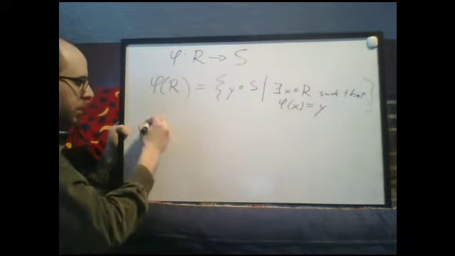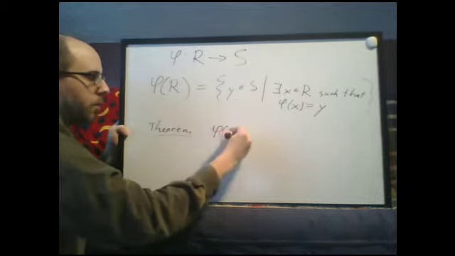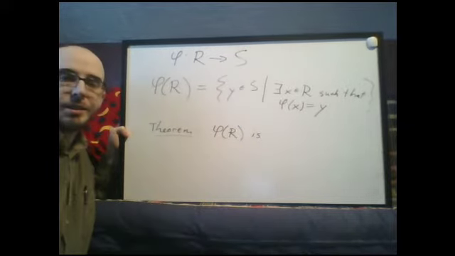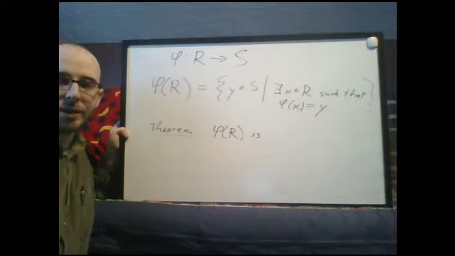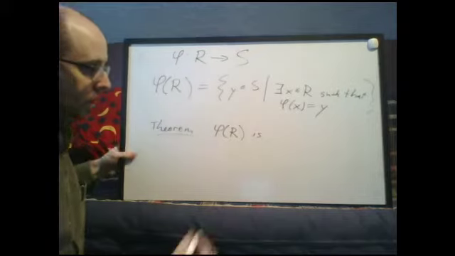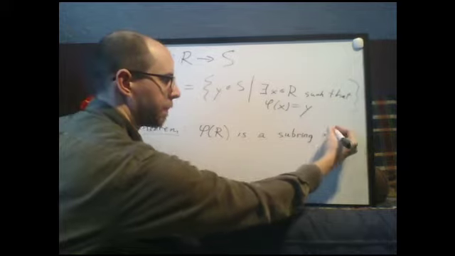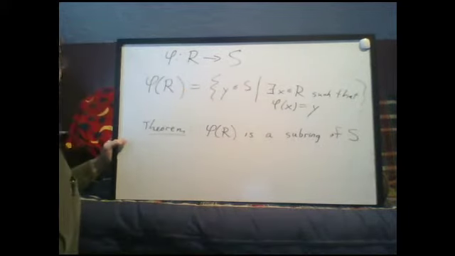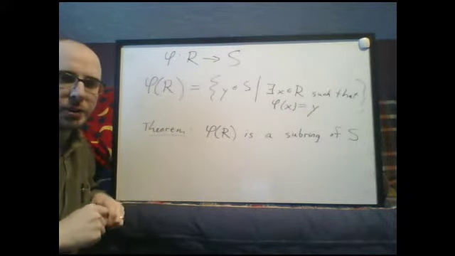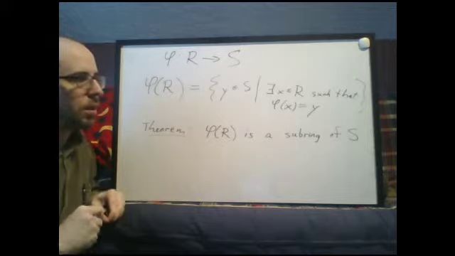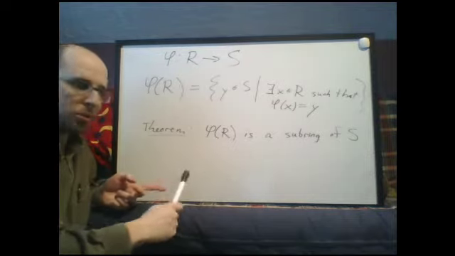I won't prove it, but phi of R is not necessarily an ideal of S. It is, however, a subring of S. Okay, so it lives in S as a subring. It's not generally an ideal, which means you can find an element in S that's not in this, so that when you multiply the two, you don't land back in this.